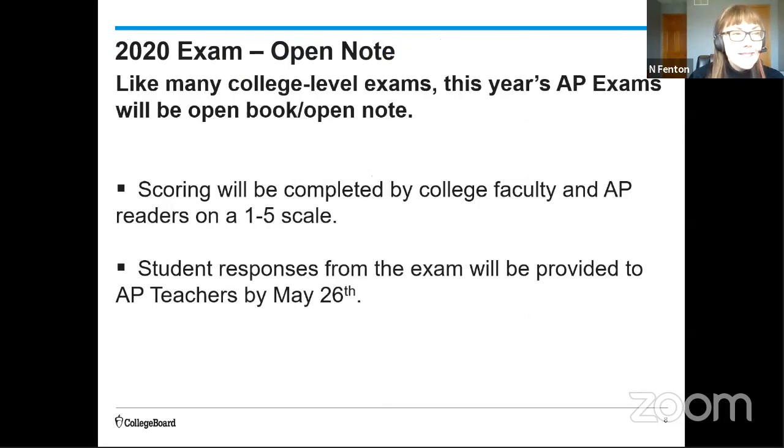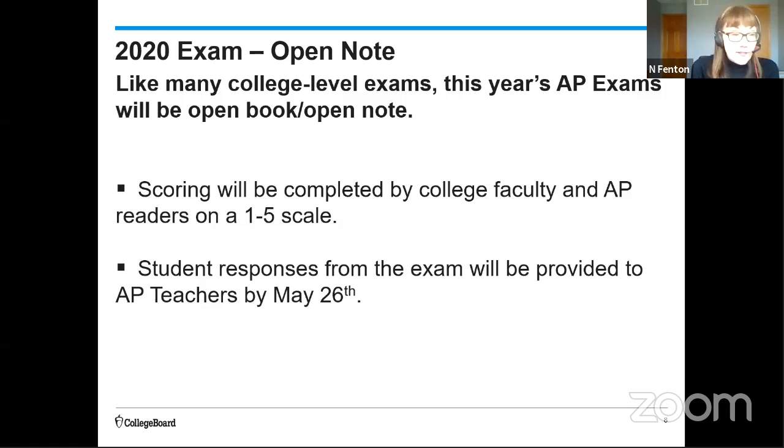A little bit more about this year's exam. What the College Board is calling an open book, open note exam. I want to make sure that you are on the same page as the College Board, because an open note test can mean different things in different situations.